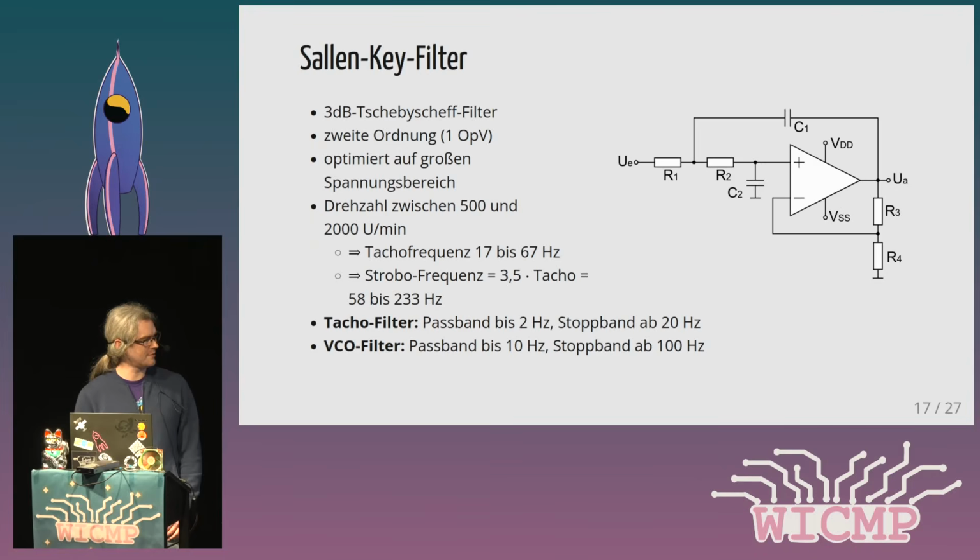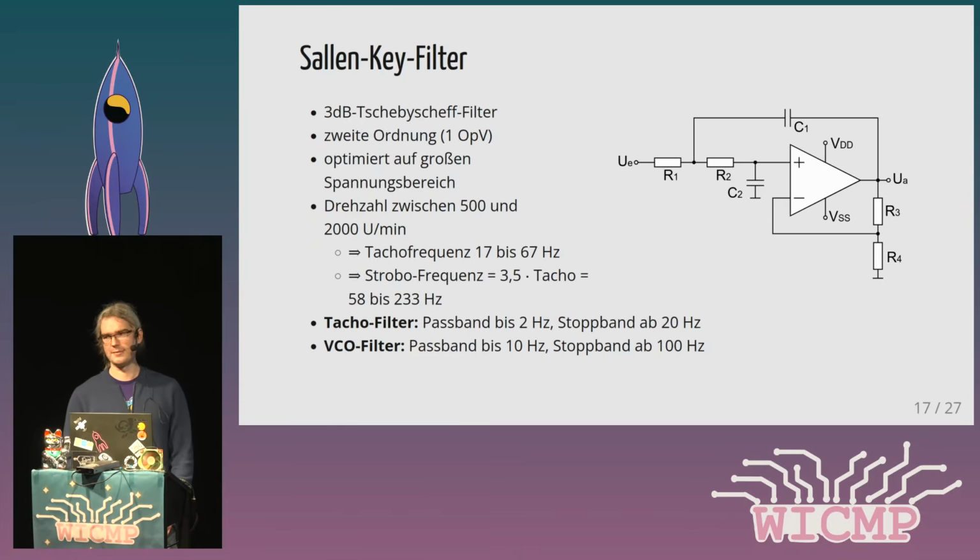So for the speed signal filter, I wanted the triangle wave to be suppressed a bit. So I've set it to 20 Hertz. That's a little bit too high, so it is dampening the frequency quite a bit.